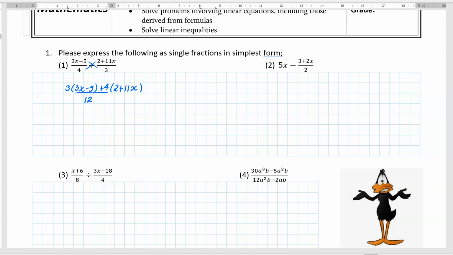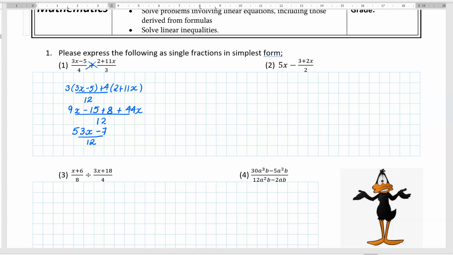Now, the brackets are essential because one, it helps you multiply both things in the bracket, but also if this was a negative instead of a positive, that makes life a lot easier if you've got those brackets there. So 3 3s are 9x, 3 times minus 5 is minus 15. We get 4 2s 8. 4 times 11x is 44x, all over 12. Okay, we've got 9x plus 44x, which is 53x. Minus 15 plus 8 is still minus 7.